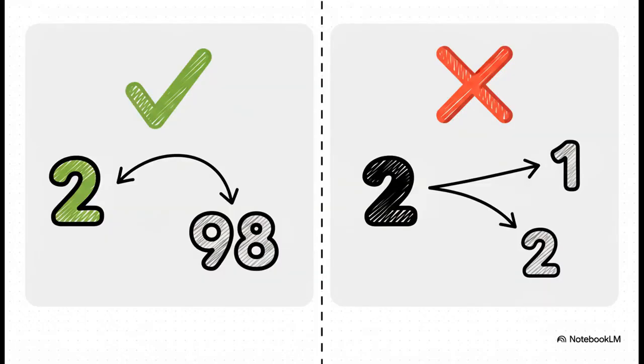This slide makes it crystal clear. On the left, with our race, if the input is 2, you get only one output, 98. It follows the rule, so it's a function. But on the right, with our factor example, an input of 2 gives you multiple outputs, 1 and 2. It breaks that one output rule. So that means the factor relationship is not a function.